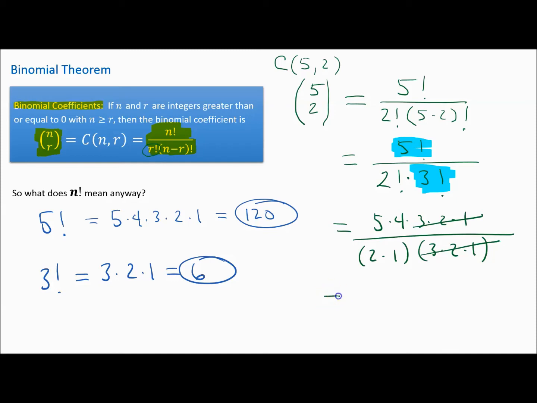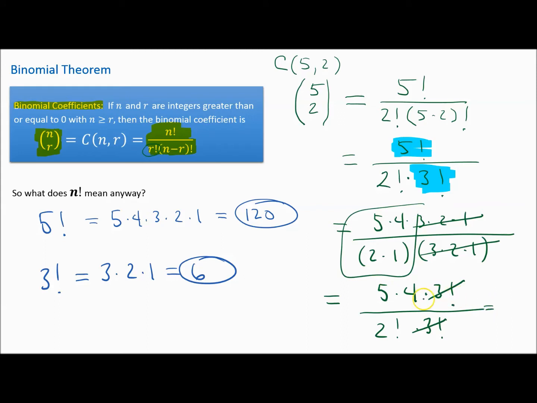But let me show you what you could do. In the top, instead of writing all this out that we just did, you could write the numerator as 5 times 4 times 3 factorial, because that means 3 times 2 times 1, right? Divided by 2 factorial times 3 factorial. And this 3 factorial cancels with that one. And you still have left over what we have here. So in the numerator, 5 times 4 is 20, and the denominator, 2 times 1 is 2, which means that whole answer is 10.